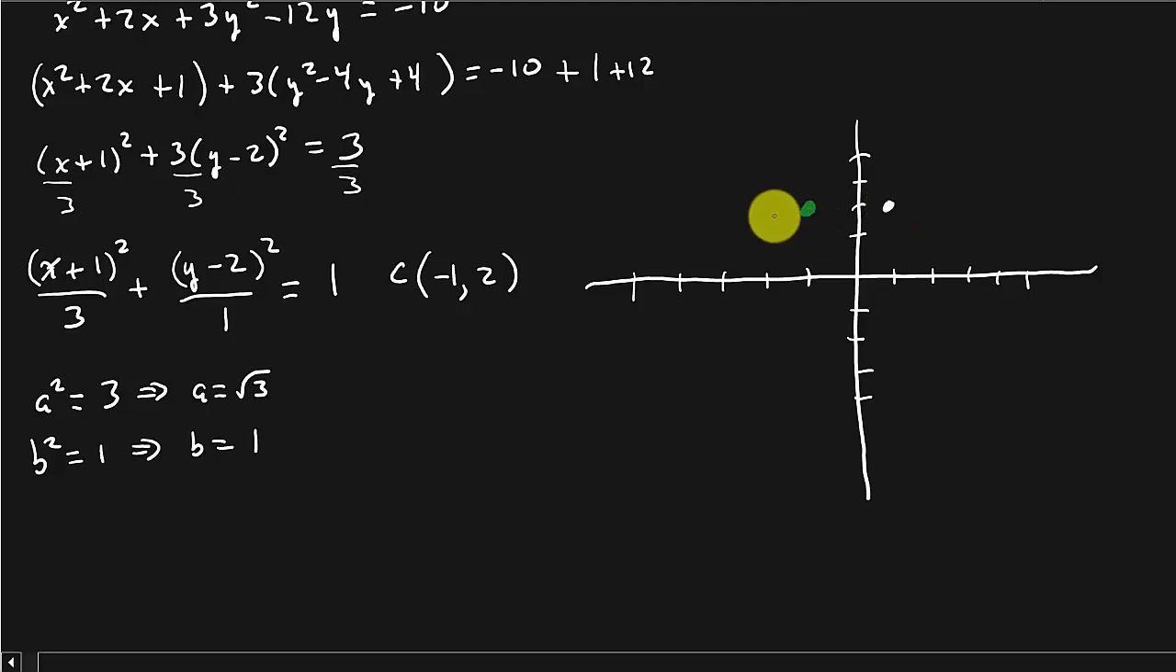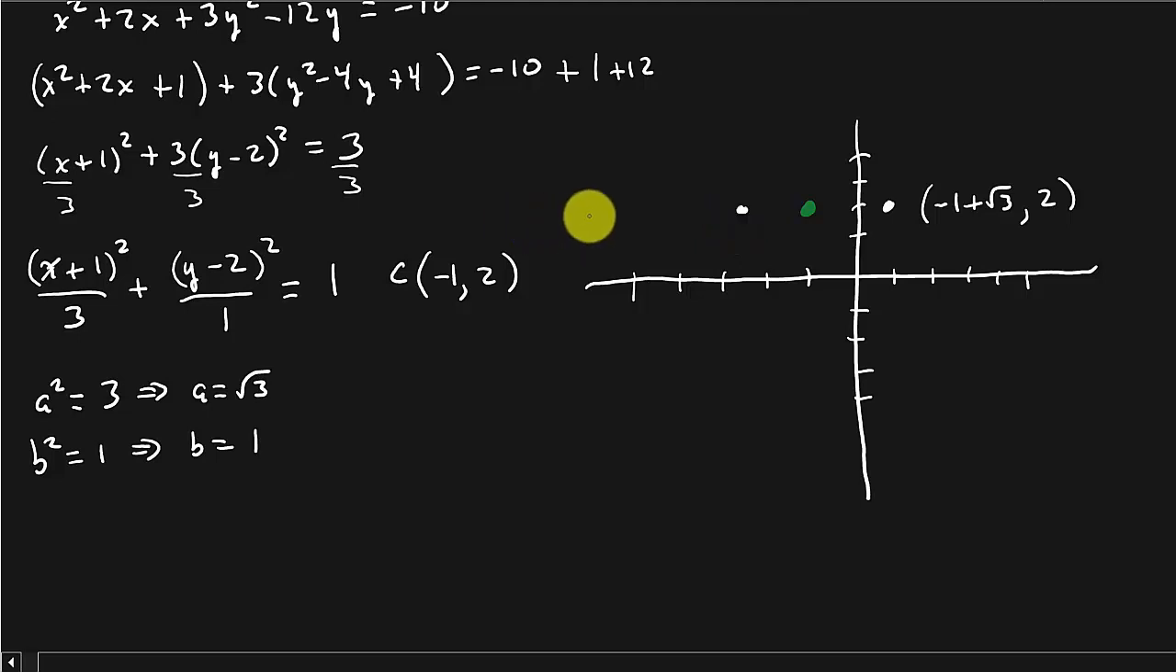So that's going to be about right in here. Okay, so let's just write that out. So this is the point negative 1 plus the square root of 3. That's my x coordinate. My y coordinate's 2.